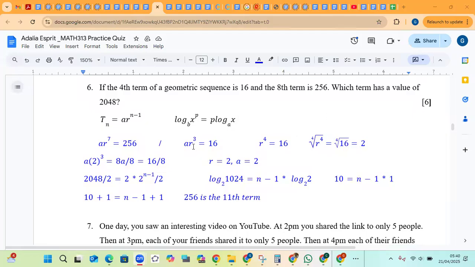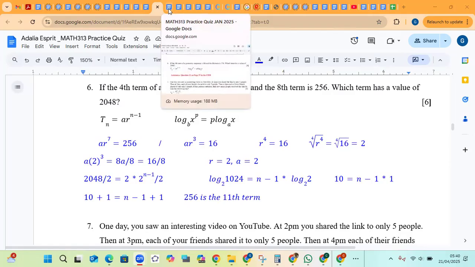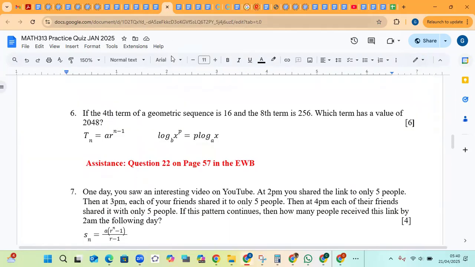In this recording, we are going to discuss number 6 in the Math 313 practice quiz. It reads, if the fourth term of a geometric sequence is 16 and the eighth term is 256, which term has a value of 2048? So this question concerns the topic of geometric sequence. Let us go to a document to see where we can get help for such a question.